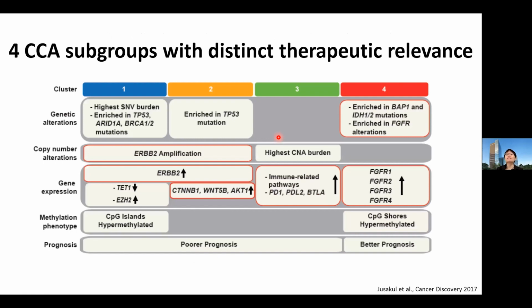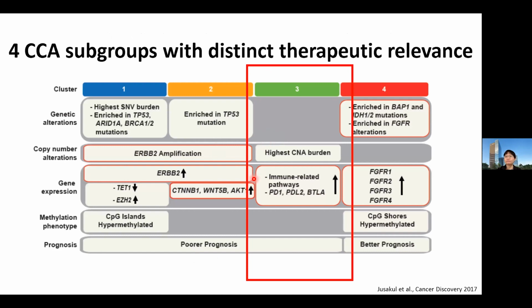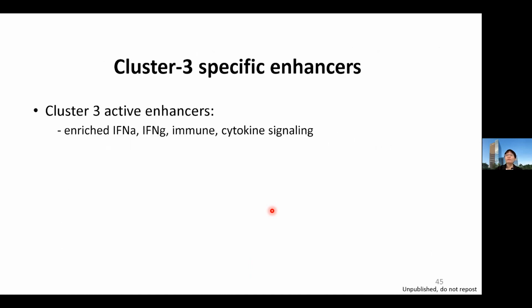So far from our integrated analysis, we are then able to identify 4 cholangiocarcinoma subgroups with distinct therapeutic relevance. Of these 4 different subgroups, we are most interested in cluster 3, which has the highest copy number alterations and increased expression of immune-related genes. We analyzed the enhancer activity of cluster 3 and found that the enhancers that regulate the expression of immune genes are also highly active.